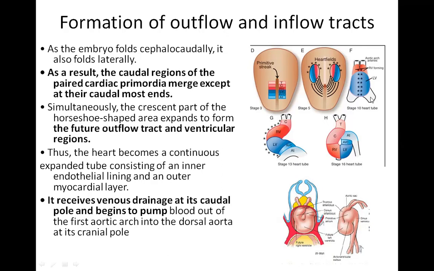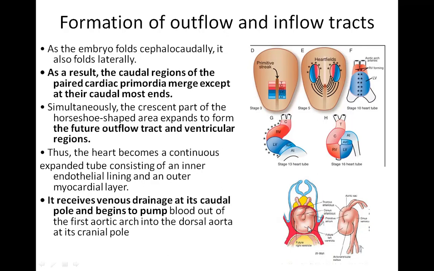The caudalmost area does not fuse. So simultaneously, the crescent part of the horseshoe shaped area, this one is the crescentic part. Over here in this area we are viewing it from front. So this is the crescentic part, these are its two limbs. So the two limbs will later fuse. This is the crescentic area which will form the future outflow tract and the ventricular regions.